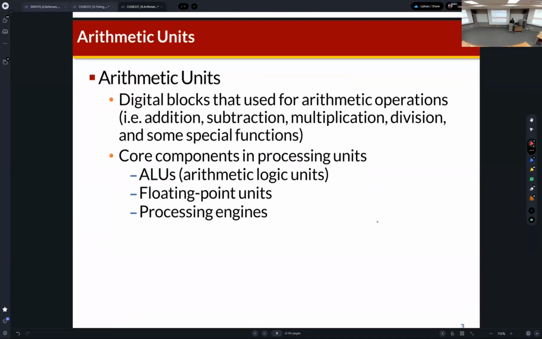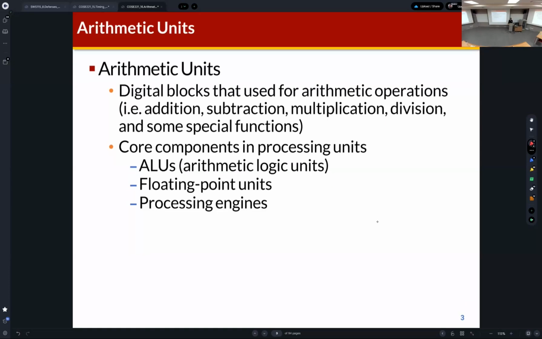Okay. And this time, we will learn about the arithmetic units. So what are arithmetic units? What are arithmetic operations? Those are adders, subtractors, multipliers, or dividers. That means our computer system, our computer processor, handles number data, right? So actually, all data are numbers, right?